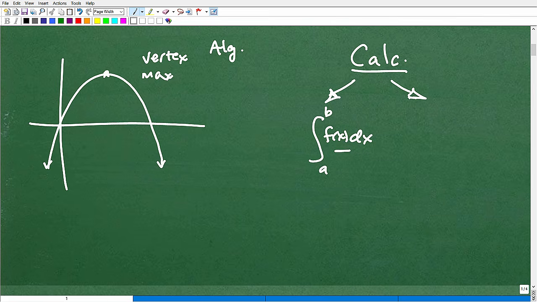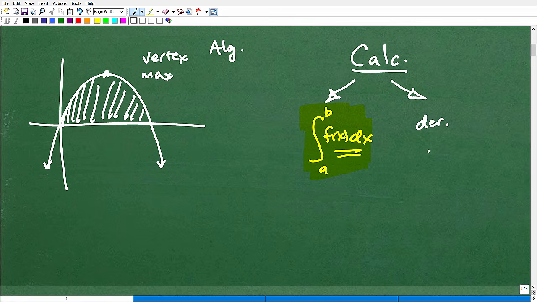Integration is basically the way we can find the area underneath a curve. So very, very powerful. I've done a few videos on the basics of calculus. So we learned integration, then we learned this other thing called the derivative, okay?